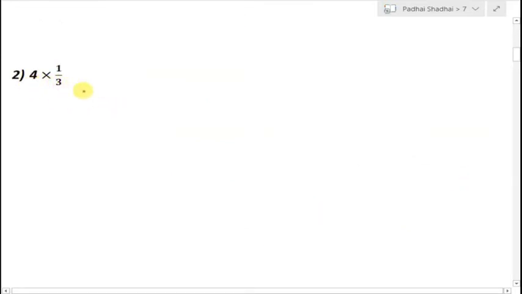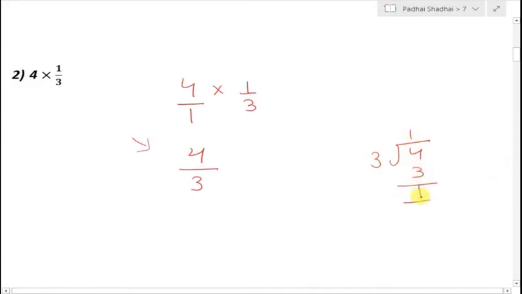4 into 1 by 3. Nothing is given in the denominator of 4, so we will write down 1 in place of it. Now 4 into 1 is 4, and 3 into 1 is 3. Here also we have to convert into a mixed fraction because we cannot convert into the lowest form. So let us divide 4 by 3. We will get 3 ones are 3 and 1 is the remainder. So changing the place, 3 will come in the denominator, the 1 will go in the whole number, and 1 for the numerator.